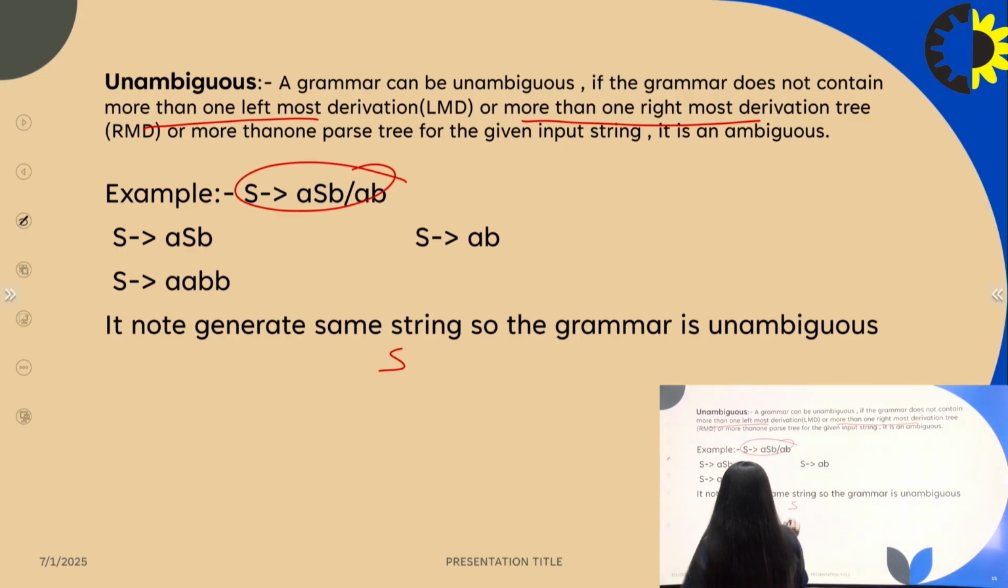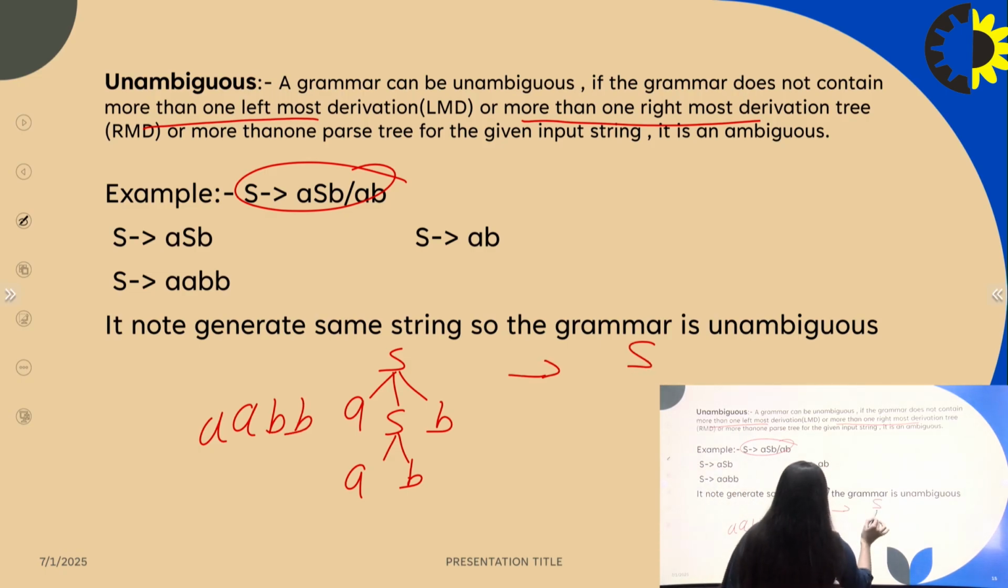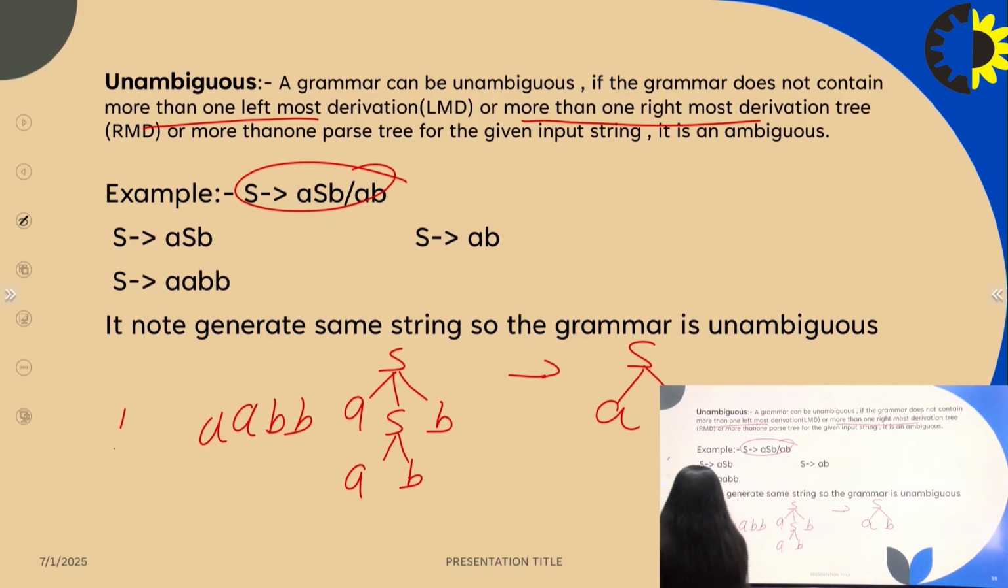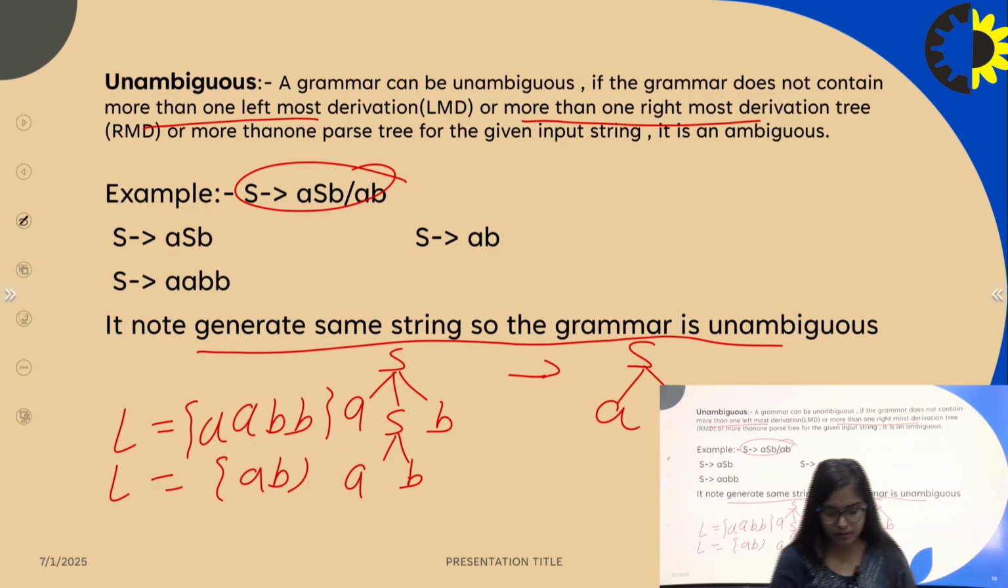S generates two productions. First is S produce A, AB. So the language is abb. The second production of S is AB. The first language is abb, and the second language is ab. So it does not generate the same string, so the grammar is unambiguous.